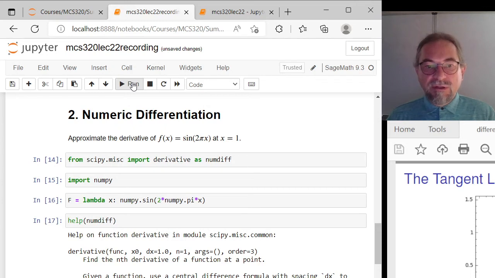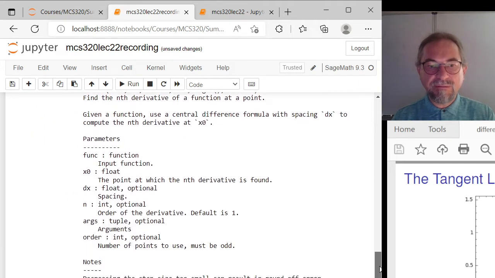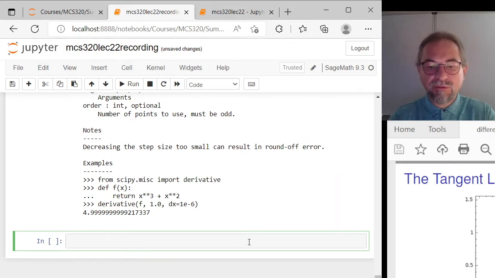So it will give you the derivative of a function at the point x0. Then the step size is already 1 by default. So there are 2 parameters that you must specify. So let us try to do this.